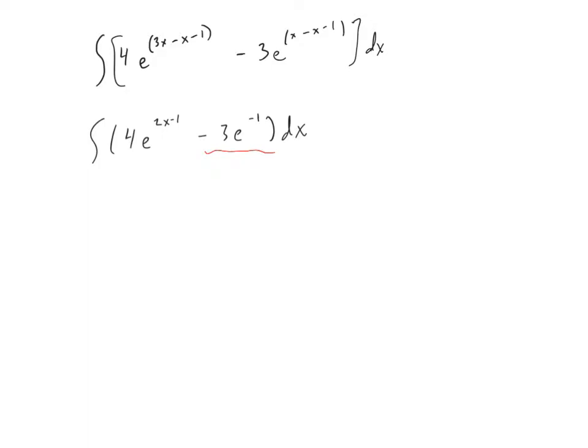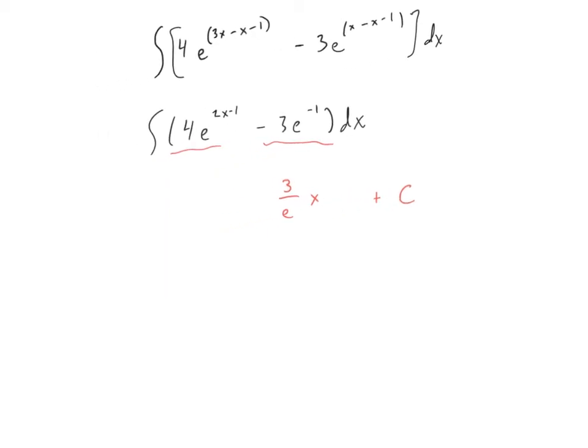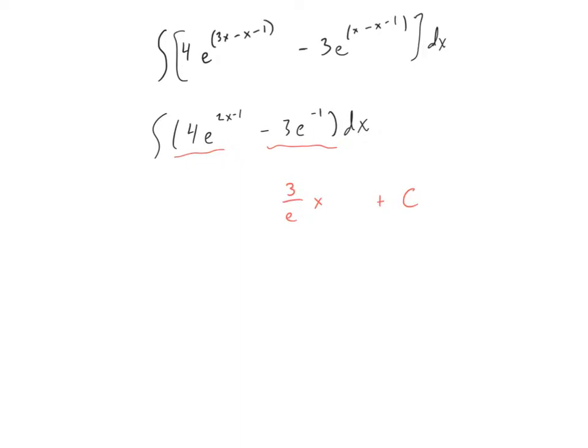A constant times x. The integral of 2 is 2x. The antiderivative of 3 is 3x. So this guy becomes 3 over e, the negative I'm just choosing to write in the denominator, times x. I'm going to write my plus c at the end, and now focus all of my attention on the first term. And if I wanted to, I could show this with a U-substitution.